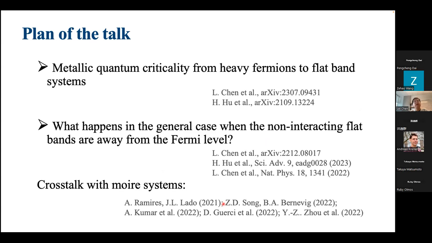And here's the plan of my talk today. I will push forward in this direction, and there are two questions that I would like to focus on. One is about the metallic quantum criticality that can emerge out of heavy fermion systems as well as flat band systems. The other one is the following: in the generic case, the flat band in the non-interacting limit is not necessarily at the Fermi energy. The question is, in this limit, whether or not this flat band can still contribute to the low energy physics. The methodology that I talk about today is also widely discussed in moiré systems recently, in which people are also trying to connect the flat band in moiré systems to heavy fermion systems.